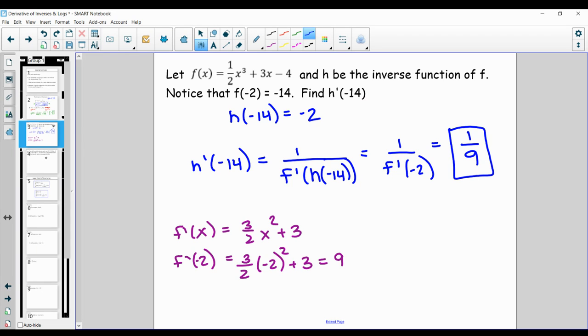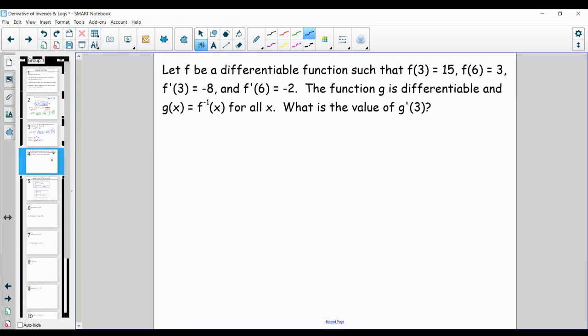Okay, so sometimes we'll have to do a little bit of extra work to find the derivative if they don't give it to us. Okay, and let's look at one more. Let f be a differentiable function such that f of 3 is 15, f of 6 is 3, f prime of 3 is 8, and f prime of 6 is equal to negative 2. The function g is differentiable, and g of x is equal to the inverse of f for all x. So again, they're just defining the inverse function of f to be g of x. What is the value of g prime of 3? So I need to find g prime of 3.